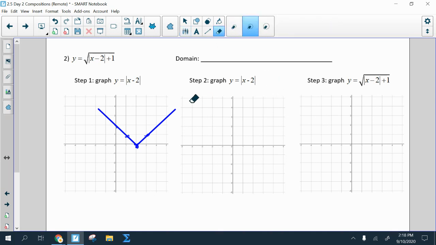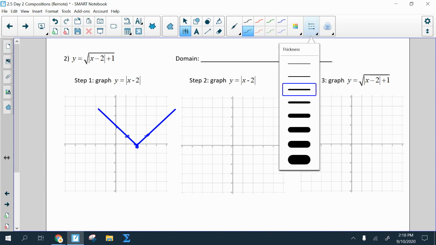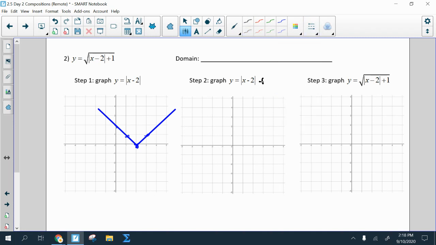So now we're going to just take our absolute value graph and shift it up 1. So what was originally at 2, 0 is now at 2, 1. What was originally at 3, 1 is at 3, 2. And so I'm going to graph a few more. I like to graph any intercepts if I can. So I knew there was a y-intercept, so I wanted to graph that.